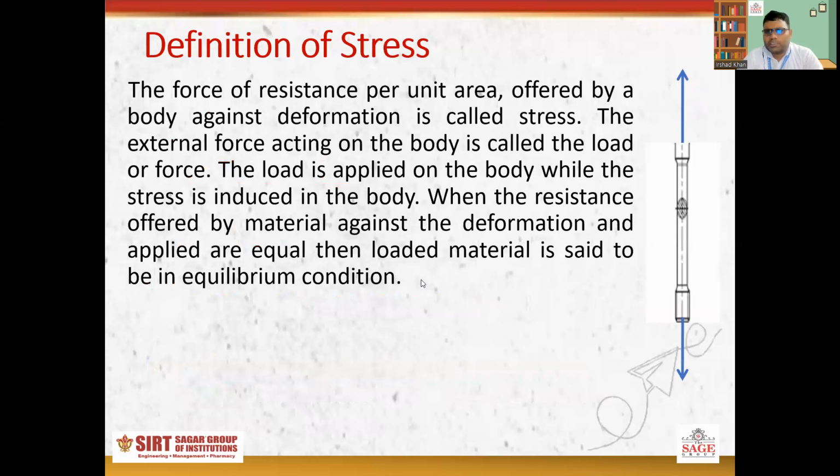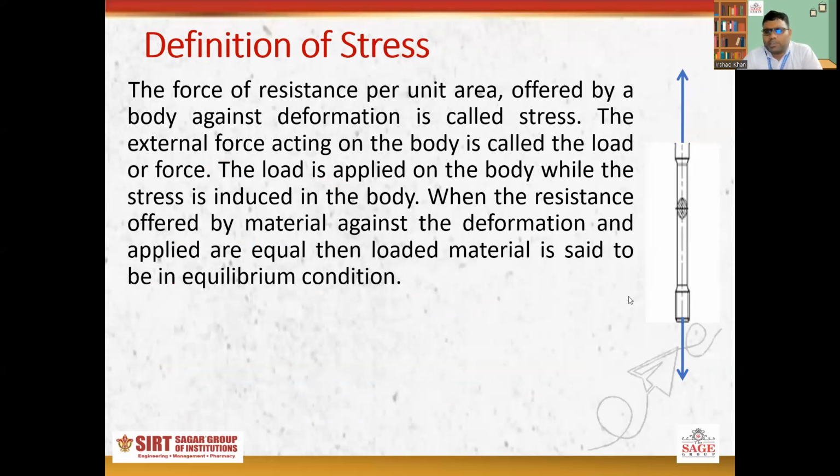Definition of stress, very simple: it is the force of resistance per unit area offered by the body against the deformation. The external force acting on the body is called the load or force, and the load is applied on the body while the stress is induced in the body. When the resistance offered by the material against the deformation and the applied load are equal, the material is said to be in equilibrium condition.